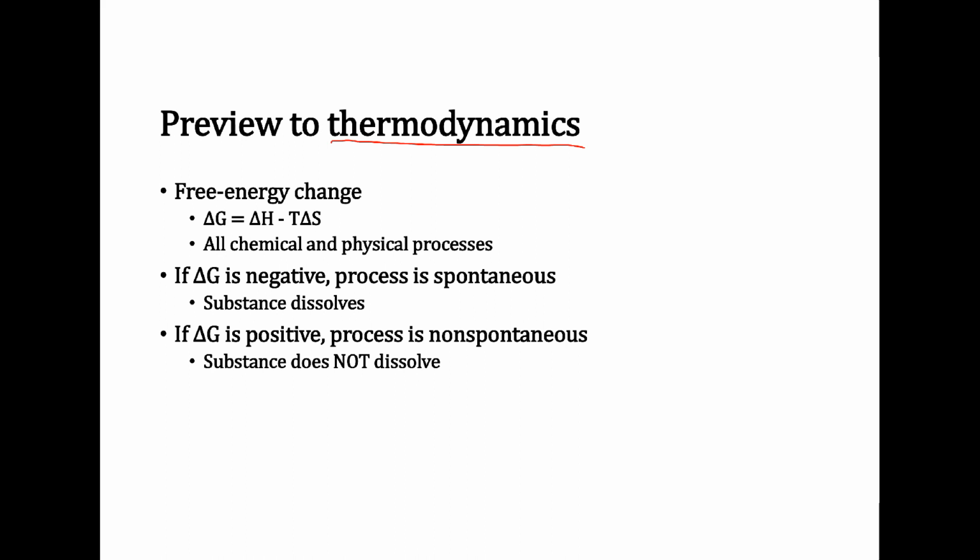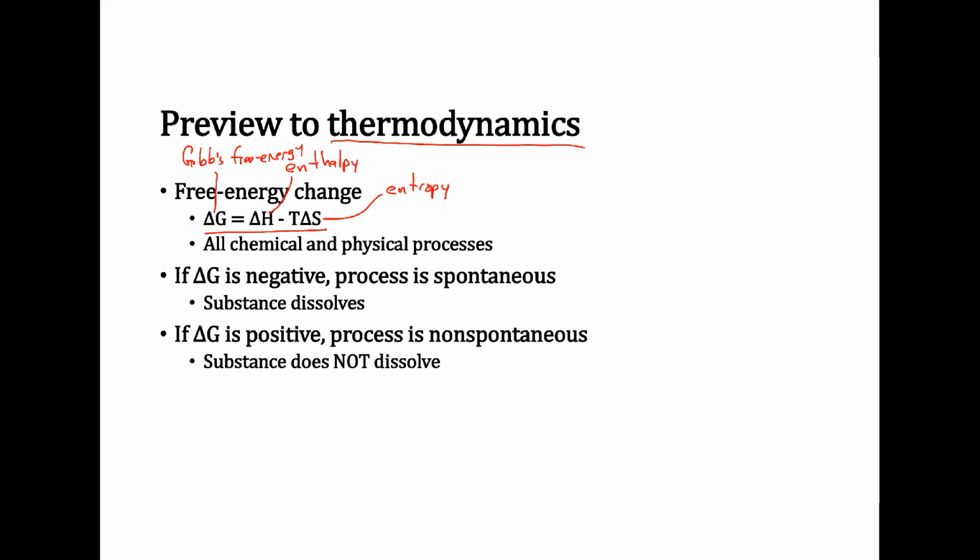So we can actually figure that out using this equation. Delta G is equal to delta H minus T delta S. We already know what delta H is. Delta H is the enthalpy. Delta G is what we call Gibbs free energy. T is temperature. And delta S is this term that we call the entropy.